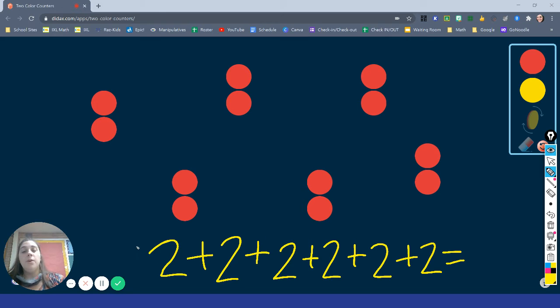Go ahead on your whiteboard, write down that addition sentence and solve it. So to solve it, you'll need to figure out the answer to how many counters we have all together right now on our screen. Okay, so if you solved it, you'll have 12, and that makes sense because we started with 12 counters, and we can also do that by skip counting. 2, 4, 6, 8, 10, 12. We have 12 counters.